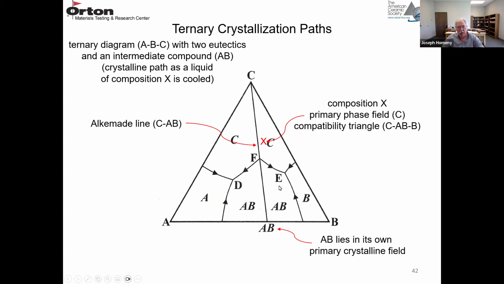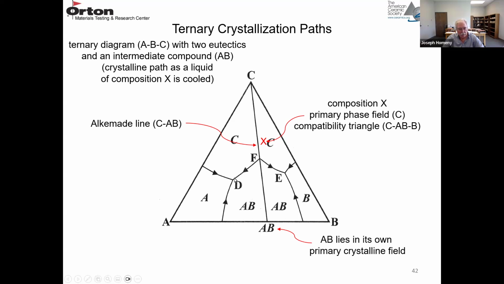So we'll just look at a couple crystallization paths without doing the calculations. This is a ternary phase diagram, A, B, C. It has two eutectics. If we look at the binary phase diagram, here's a eutectic here and a eutectic here, but the ternary eutectics are E and D. There's an intermediate compound, AB. AB is in its own crystallization field.